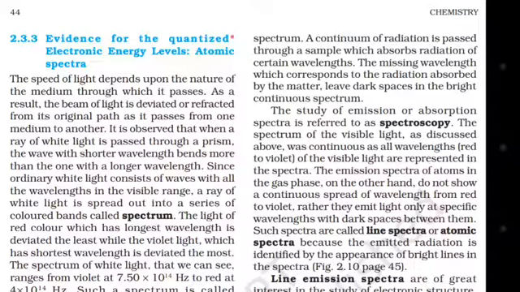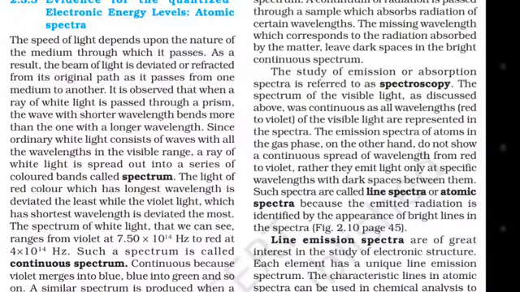It is observed that when a ray of light passes through a prism, the wave with shorter wavelength bends more than the one with a longer wavelength. Since ordinary white light consists of waves with all the wavelengths in the visible range, a beam of white light is spread out into a series of colored bands called a spectrum. The light of red color, which has the longest wavelength, is deviated the least, while the violet light, which has the shortest wavelength, is deviated the most.